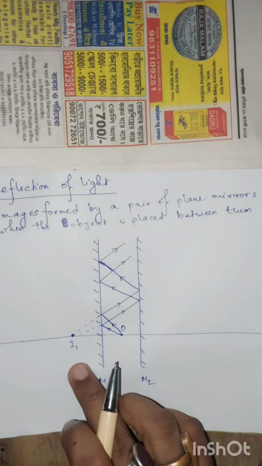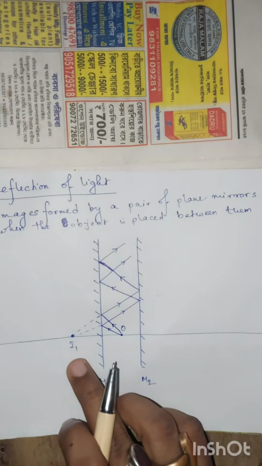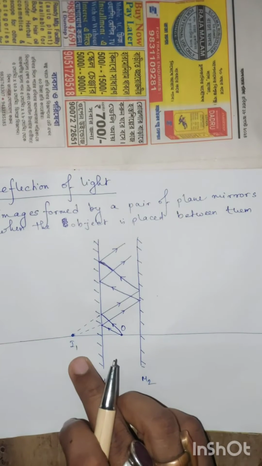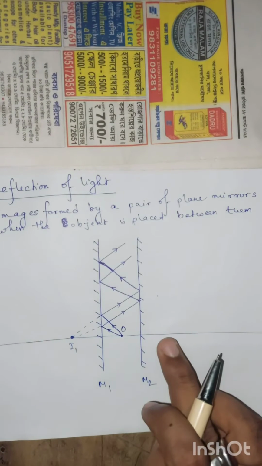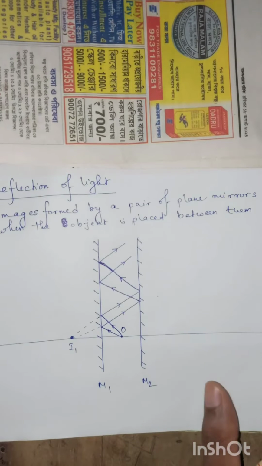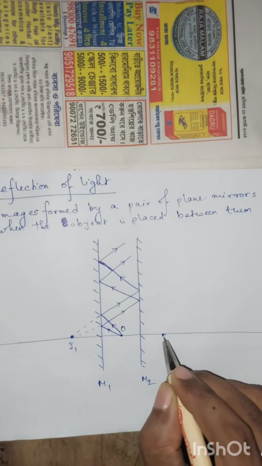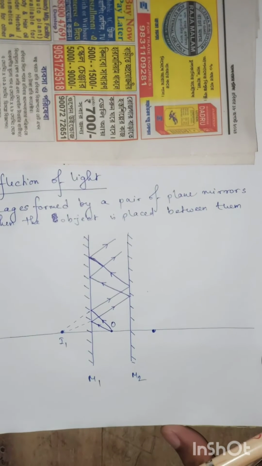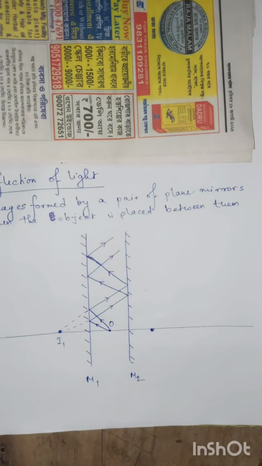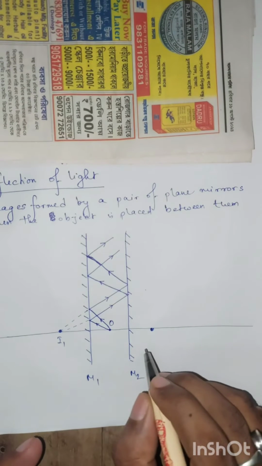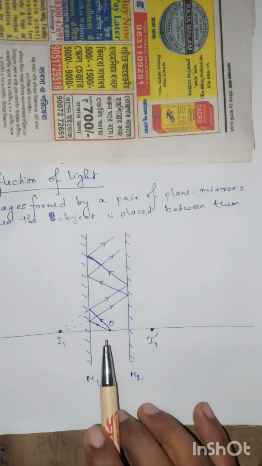And image 1 will create another image. So image of this image will be created on this side. So this is the image of I1. We can call it I1 dash.